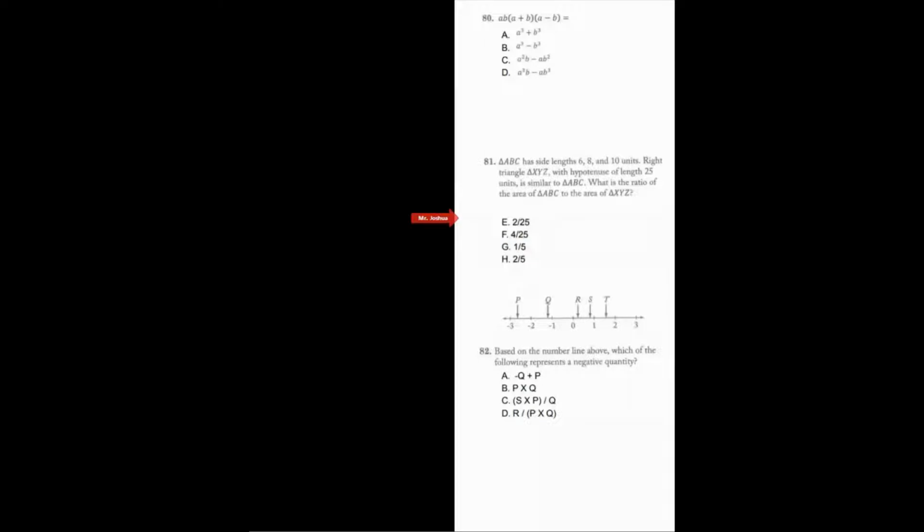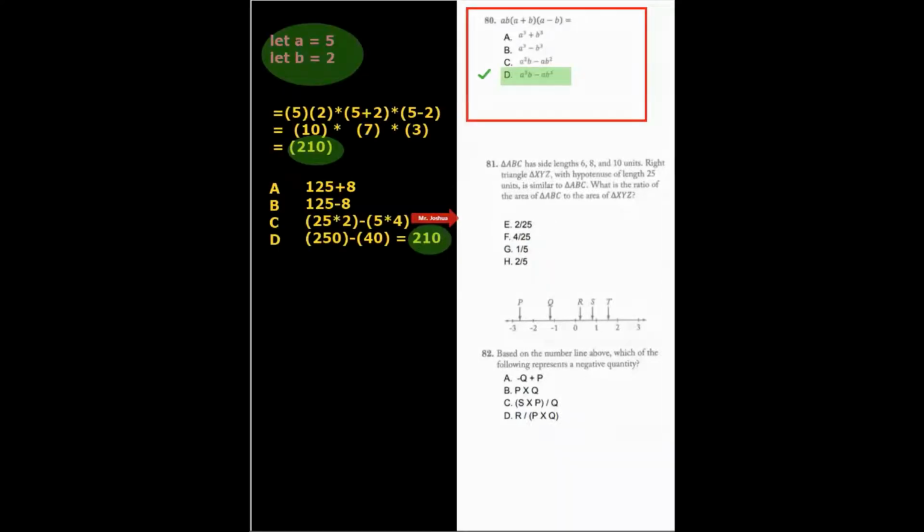Question number 80. A times B times A plus B times A minus B equals which of the following? Well, here we have 3 separate factors. And again, by plugging in for A and B reasonable numbers, here I chose A is 5 and B is 2, because then the difference in the third factor will be positive. Here we have A times B, which is 10, times 5 plus 2, which is 7, times 5 minus 2, which is 3. So multiplying those 3 numbers, we have 10 times 21, or 210.